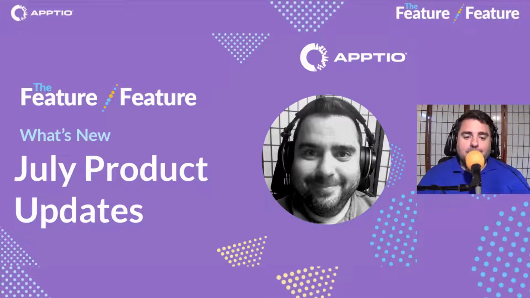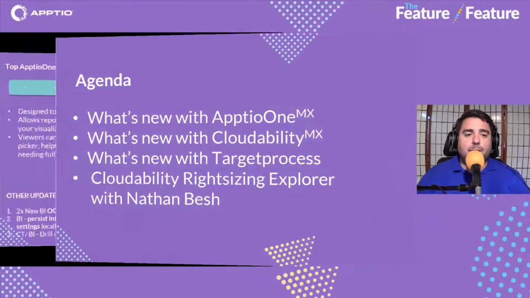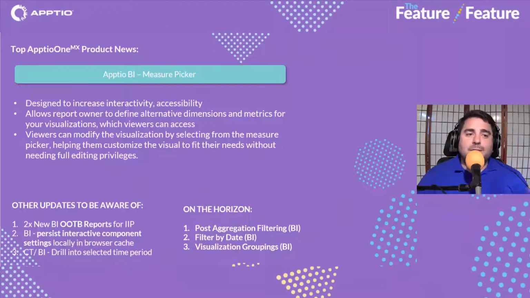We'll go ahead and dive right into it. This month, we're going to be touching on what's new with Apptio 1, Cloudability, and Target Process as usual. And we have a great conversation this month with Nathan Besh. So we really dive into the details of Cloudability's new Rightsizing Explorer, how it works and what it is, and how it helps our customers extract more value, especially from their right-sizing recommendations in Cloudability. So we'll touch on that here in a lot of detail in just a minute or two, but I'm going to go ahead and dive into these product updates.